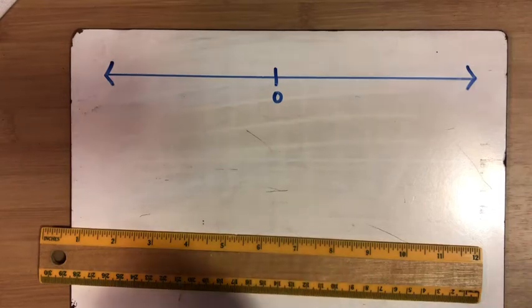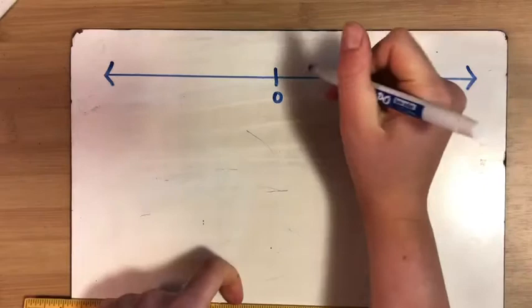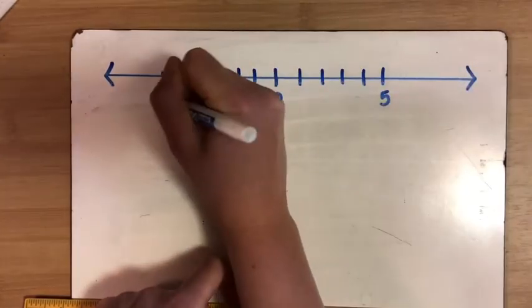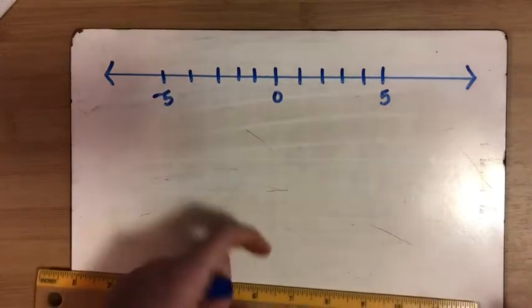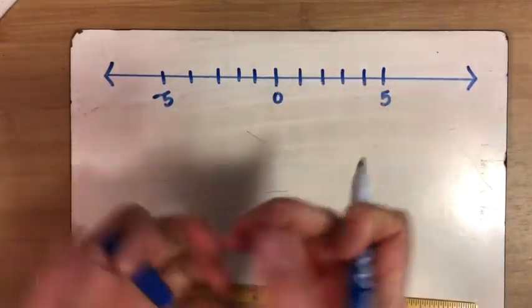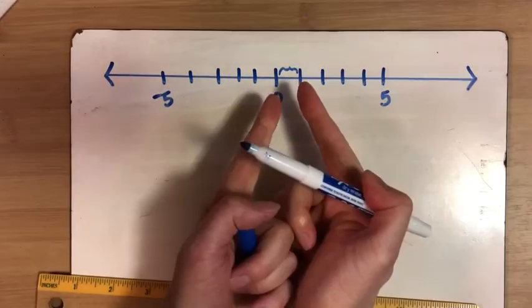You've seen number lines many, many times. And we know that they can go up by different amounts. So I could have them go up by ones. So this would be 5. This would be -5. And we know that in between each of these little tick marks, there can be a decimal. So right here is 1, but there's actually numbers in between those.